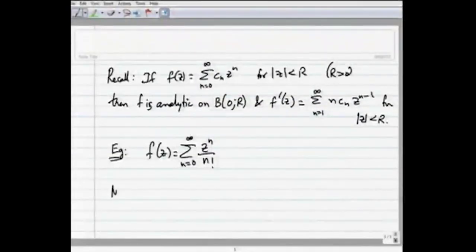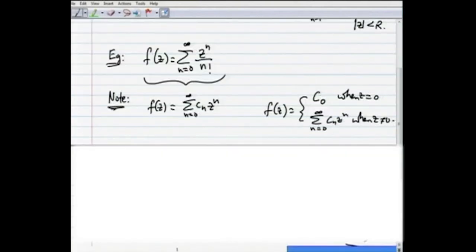Firstly there is one note. Within this example itself I will make that note, there is a little ambiguity here. When we write f of z equals sigma n equals 0 through infinity c n z power n for type 1 series, then what we really mean is that this is a split function: f of z is equal to c 0 when z equals 0 and f of z is that series when z is not equal to 0. Note for type 2 series that f of z is defined to be c 0 when z equals a and f of z is sigma c n z minus a power n when z is not equal to a.